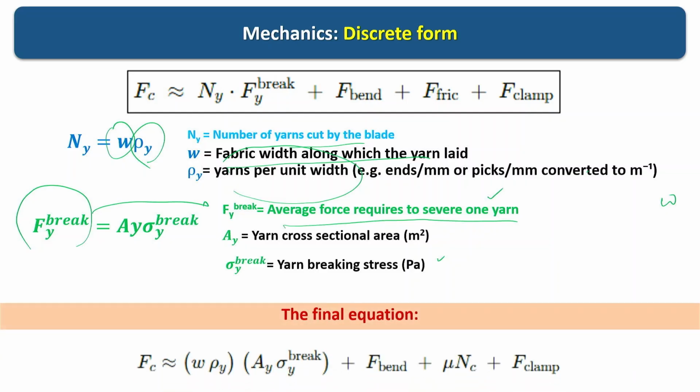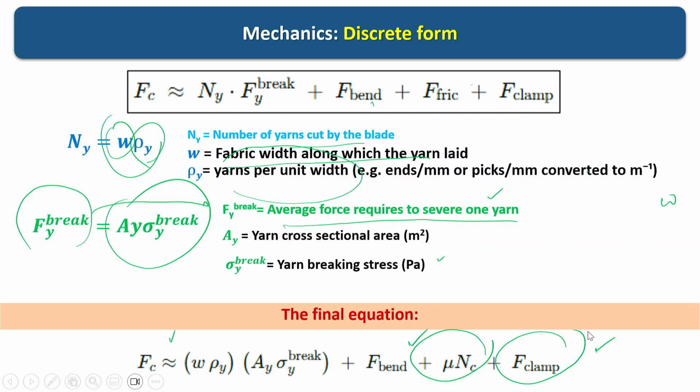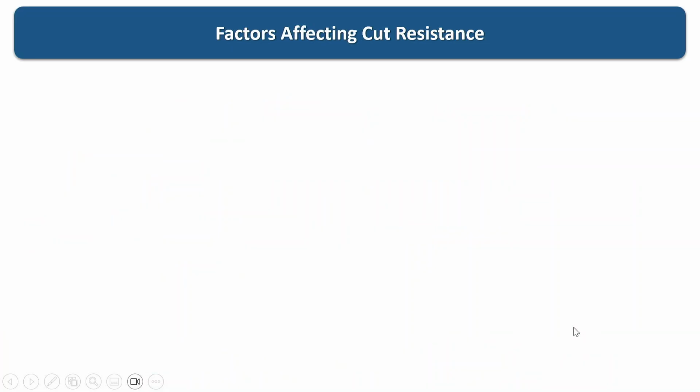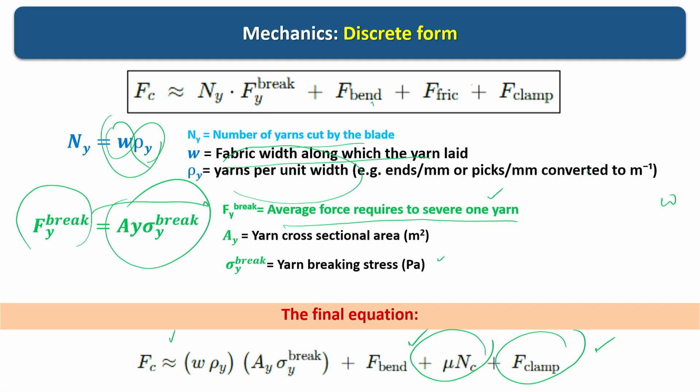And next, the bending and friction and clamping we can calculate as we have discussed earlier. And here the final relationship becomes F c equal to N y multiplied by F y break, plus F bend, plus mu N c as we have done earlier, and F clamp. So, from this we can calculate the actual force required for cutting the fabric, particularly woven and knitted fabric, yarn based fabrics. So, these two models we have discussed. So, that is load balancing.